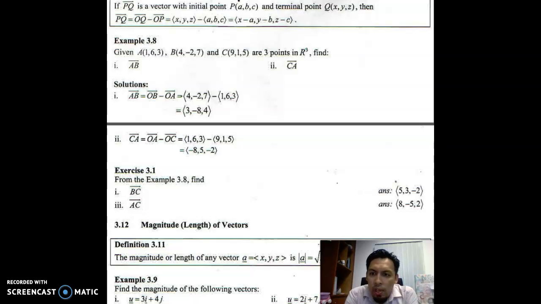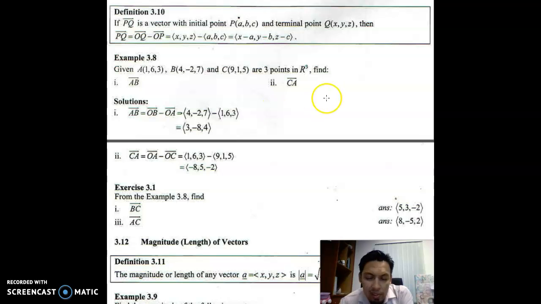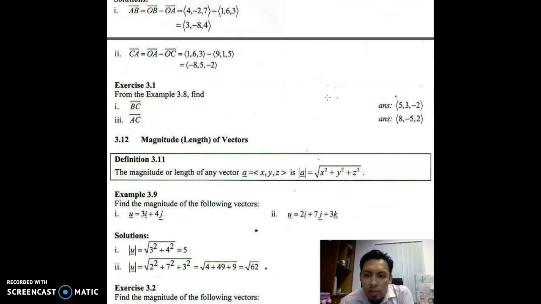Okay guys, in this video we are going to do an exercise. Alright, let's do a bit of exercise for vector. So exercise 3.1. From example 3.8, find vector BC and vector AC.